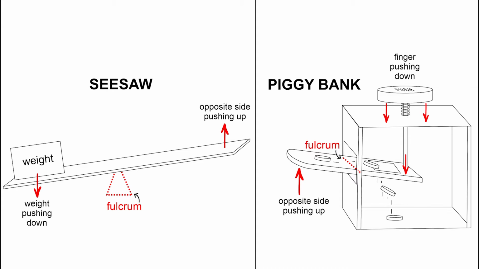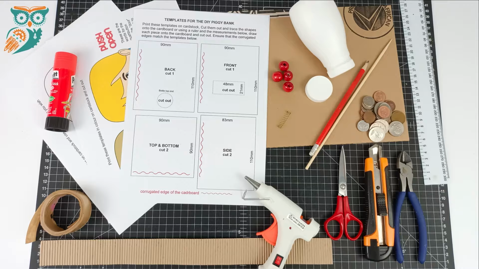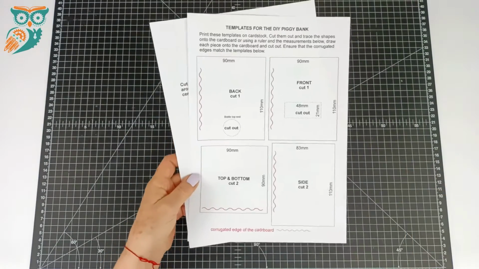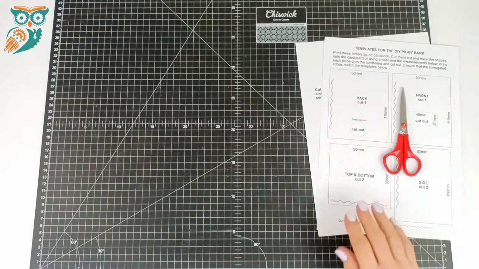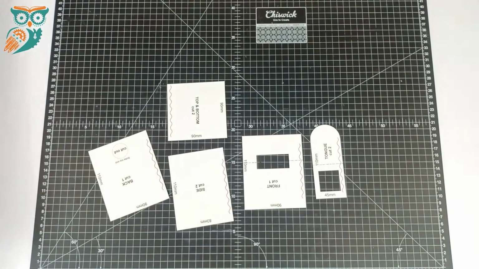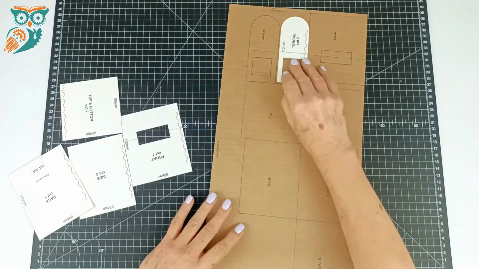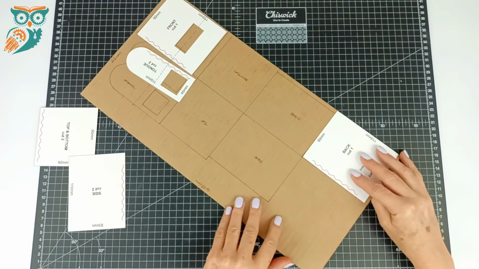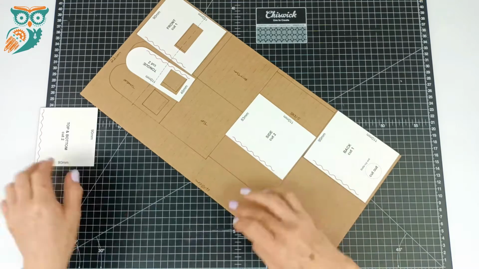So this is how the inside of our piggy bank works. We're using a lever simple machine, and as you can see, it works around a central fulcrum. So we're going to gather up our supplies. The templates are available free of charge on the Steam Powered Family website. So we're going to print those out, cut them out, and then we're going to be tracing them onto our cardboard. And here you can see where we've cut them all out and then traced them onto our cardboard piece.